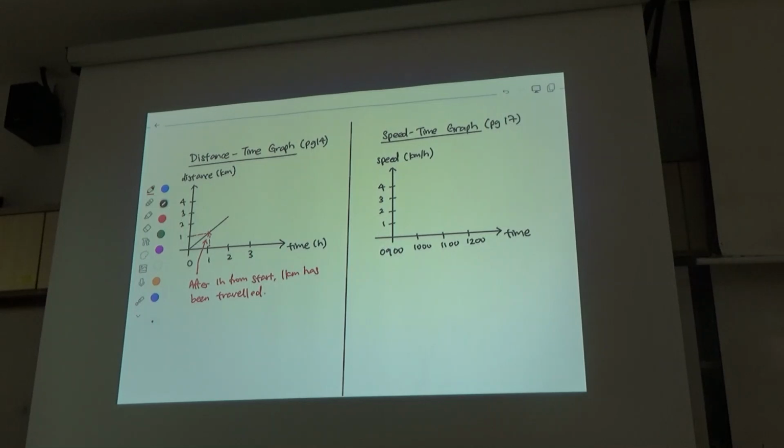Then, for a speed time graph, similarly, if I have a line being drawn in our speed time graph, if let's say I have a point over here, okay, this will mean that maybe at 10 AM, the object was traveling at 1 kilometer per hour. Okay, so that's how we interpret a point found on our distance time and speed time graph.